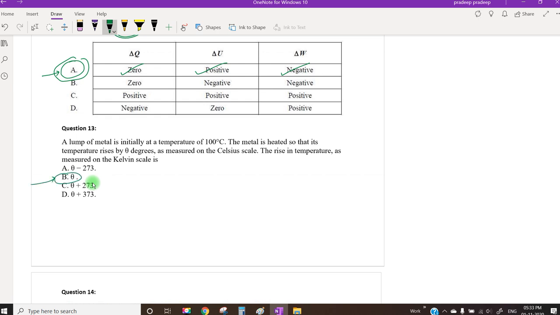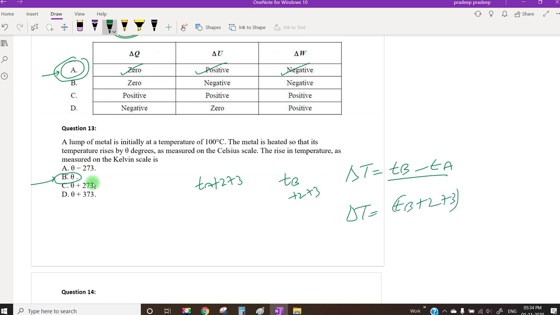Okay, Sheldon, let me explain what is going on. A lump of metal was initially at temperature 100. Let's take two general temperatures, TA and TB, in degrees Celsius. If I want to find the delta T, that will be just TB minus TA. Now consider we convert both to Kelvin scale, which means we add 273 to both. Then delta T will be TB plus 273 minus TA plus 273. This gives you TB minus TA, which is the same as the original delta T.